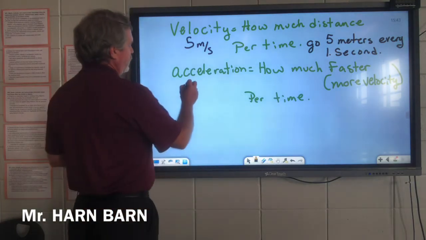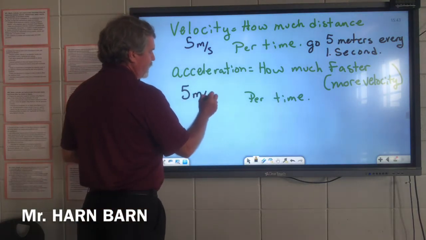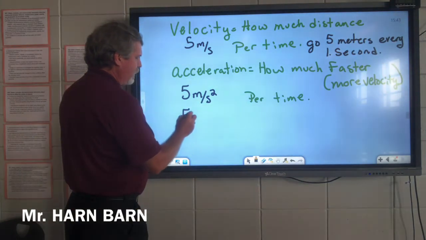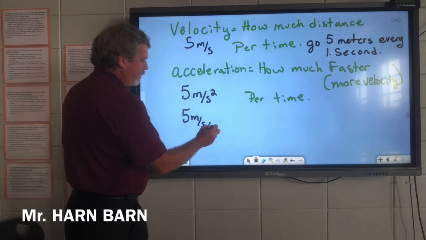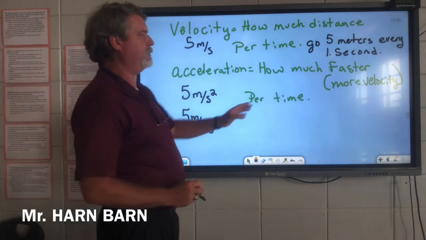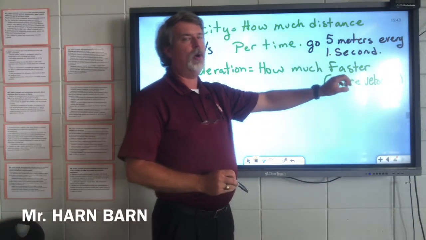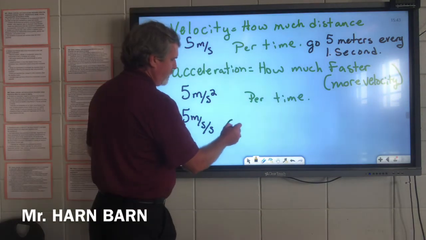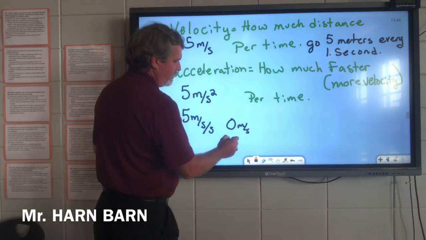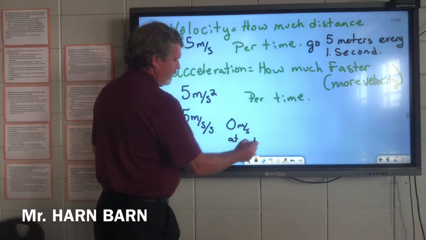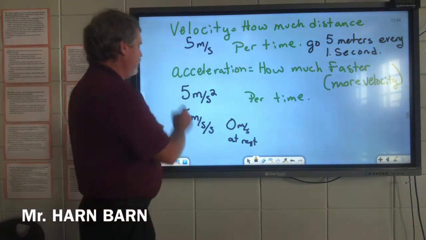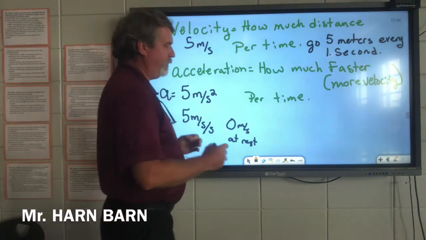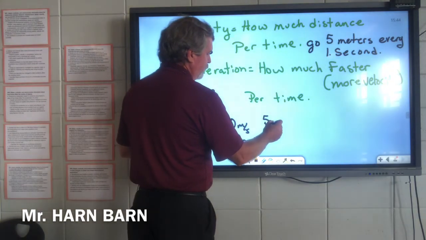Let's do that same idea with acceleration. Let's say you have an acceleration of 5 meters per second squared. Okay, a good way to read that is to rewrite that as 5 meters per second per second. So what it means is how much faster, or how much change in velocity per time. So let's say we started out at 0 meters per second. Our car is at rest. Now what's our car going to do? It has an acceleration of 5 meters per second squared. So 1 second later, the car will now be going 5 meters per second.